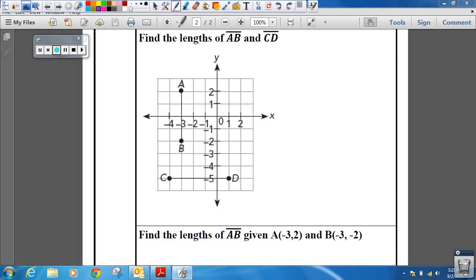The next thing we're going to look at is find the lengths of AB and CD. The good news that makes it easier on these first problems is that they are both vertical and horizontal lines. So you can just count the units between them. So from A to B is 1, 2, 3, 4 units.